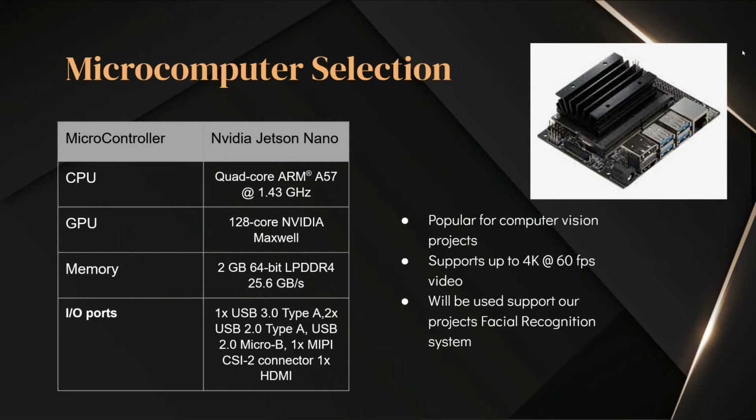And here we have the Jetson Nano specifications, and we decided to pick this just because it was popular for computer vision projects, and it supports 4K 60 FPS video, which is great for us because we want the best quality we can, and this will support our project's facial recognition software as well, mainly.